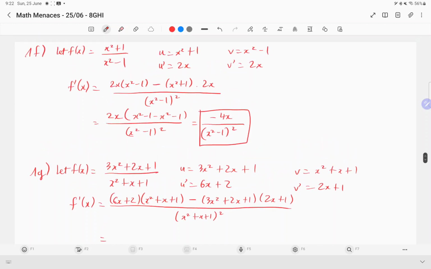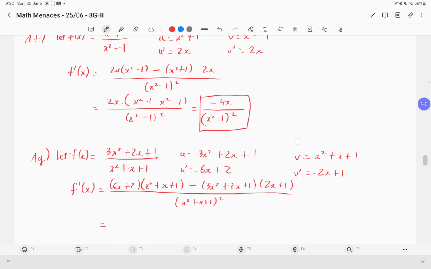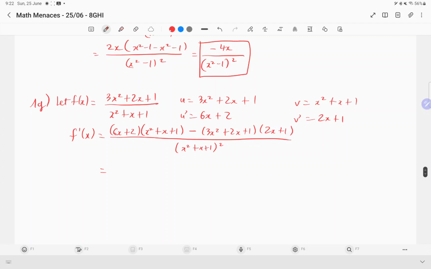Are you on F, Sarah? Okay, finished? Do you just expand to get 4x? Yes, because this is just -1 minus 1 is -2, and then times the 2 at the front. Yeah, 1G is long.